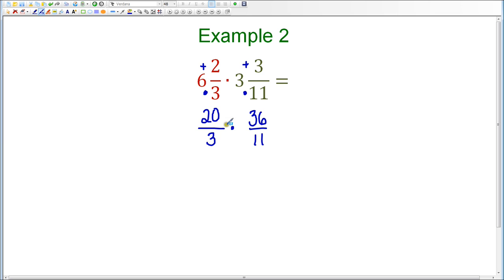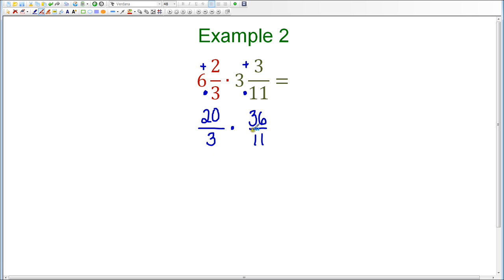I could go ahead and multiply the numerators and then multiply the denominators. The problem is I would end up with some really large numbers, and that would make it more difficult to simplify at the end of the problem. One thing that I can do is simplify within the problem first, and that will make my numbers a little bit smaller. As long as I have a numerator and a denominator that have a common factor, I can go ahead and divide each of those numbers by the common factor.